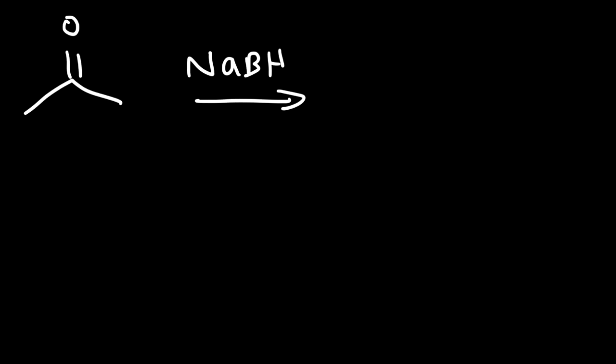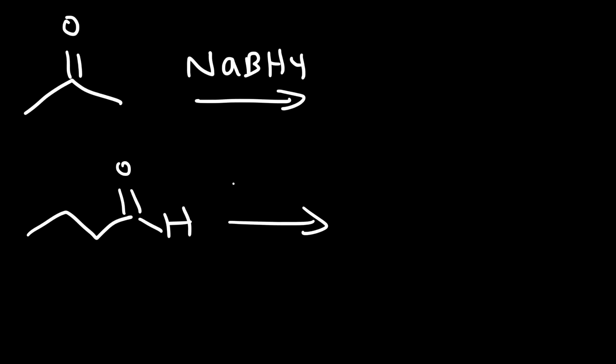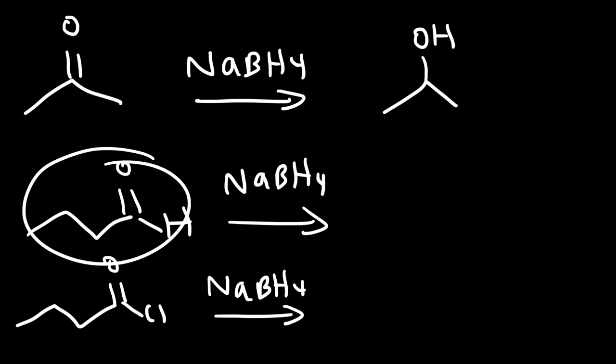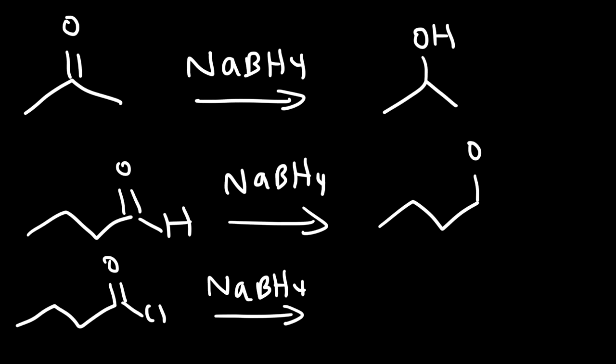Now let's talk about reducing agents. Let's say you have an aldehyde or a ketone and you react it with sodium borohydride. What do you think is going to happen? Sodium borohydride can reduce aldehydes and ketones and even acid chlorides, but it can't reduce esters and carboxylic acids. So in the first example, where we have a ketone with NaBH4, it's going to reduce it to an alcohol. And the aldehyde will also be reduced to an alcohol.